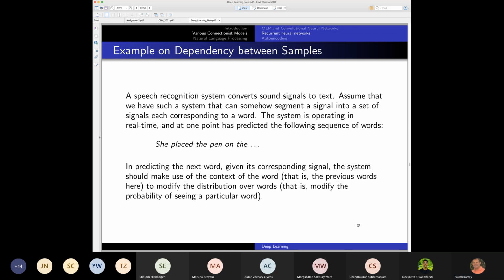Okay. So a speech recognition system converts sound signals to text. Assume that we have such a system that can somehow segment a signal into a set of signals, each corresponding to a word. The system is operating in real time, and at one point has predicted the following sequence of words: She placed the pen on the. So the system has to predict the next word given its corresponding signal. When the system is extracting from the signal what has been conveyed, it has a certain likelihood for each candidate word. If it has a certain set of candidates: the pen on the table, the pen on the desk, the pen on the kitchen.